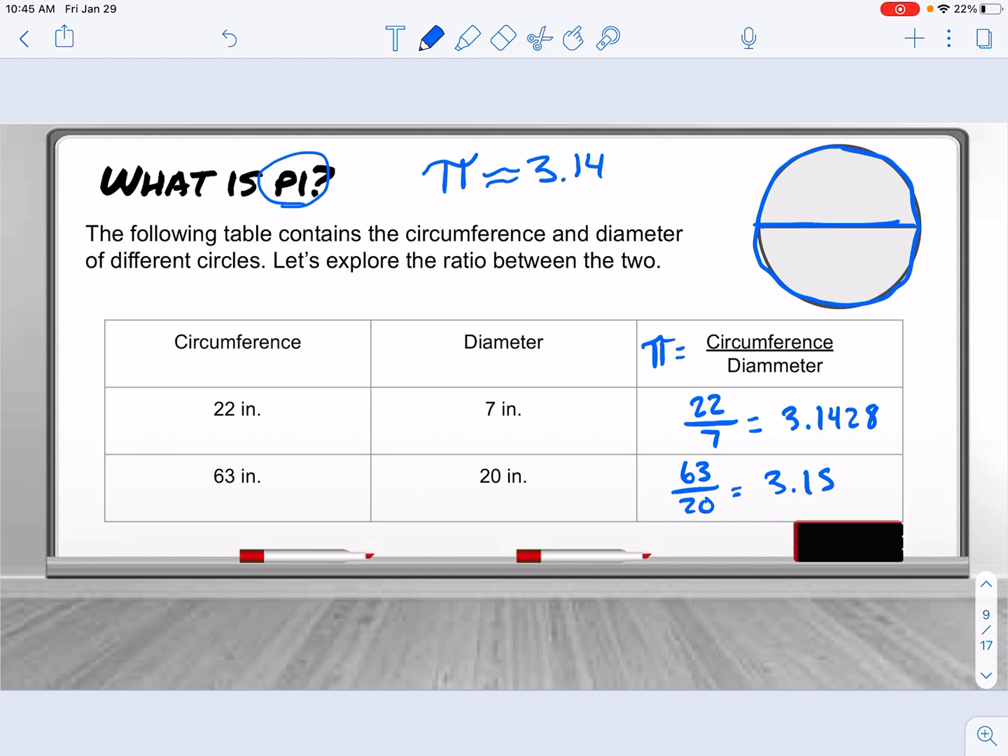Pi is a number that keeps going on forever. There's no pattern, and it just keeps going and going. So just to simplify it, we use 3.14 when we're talking about pi.